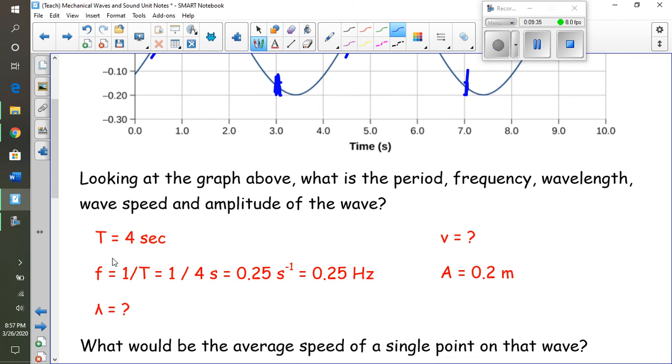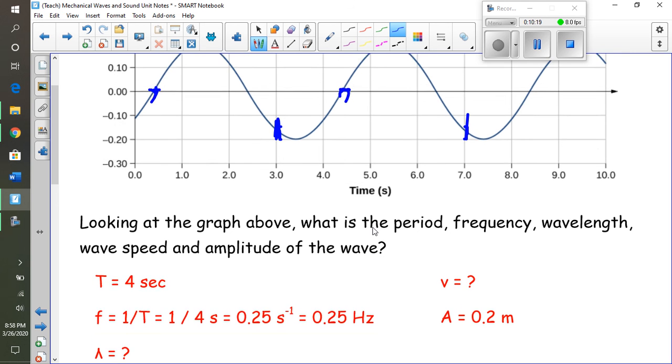Now, what about the frequency? Well, frequency is how many wavelengths pass a point per second. So if it takes 4 seconds for a wavelength to pass a point, I would only get 1/4 of a wave per second. So really the frequency is always 1 divided by the period. So 1 divided by 4 seconds gives 0.25 inverse seconds. And inverse seconds has a special name. We call that the hertz. So frequency is measured in hertz.